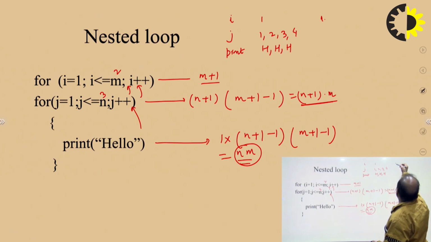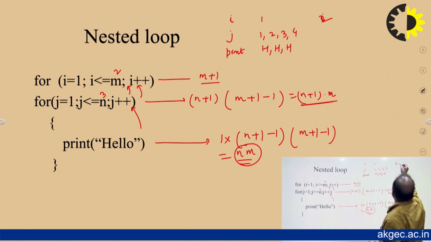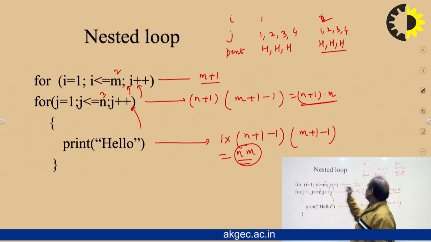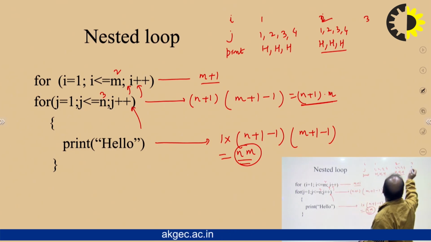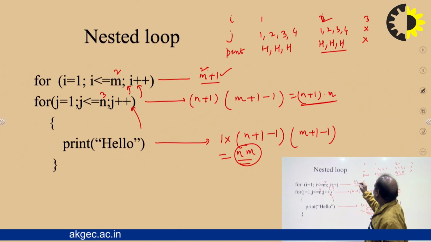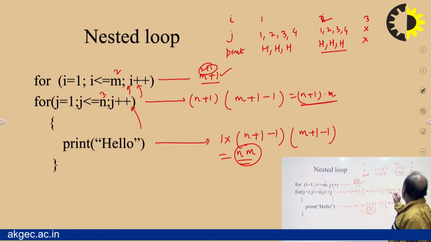Whenever I is 2, again j will take 1, 2, 3, 4. And this will also print hello 3 times. And whenever I becomes 3, it will fail. I becomes 3, it is not running. So this will not run, this will not run. So let's understand. This guy is clear. 2 plus 1 is clear. That means it is running 3 times. Look at here, j should be running like this.